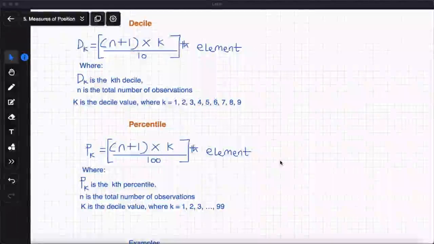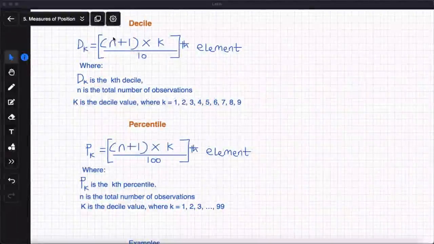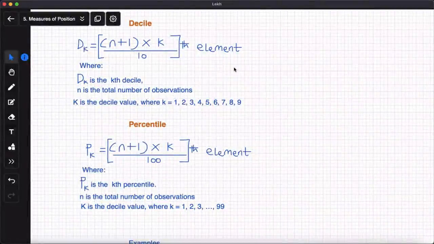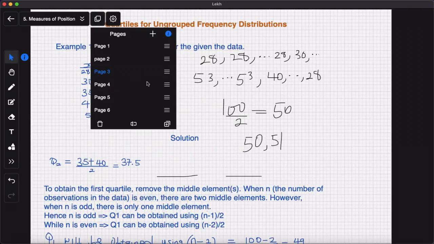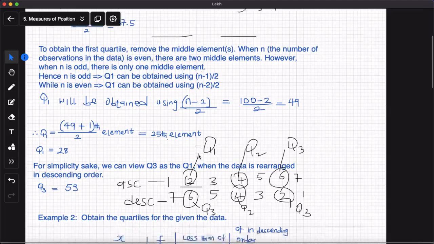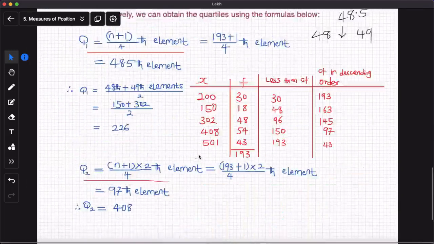Right, so let's look at the decile and percentile. Now, the formulas you're seeing here are similar to what you would obtain for your quartile. So the formulas are similar to what we used to obtain our quartiles the other time. So let's do something about that.